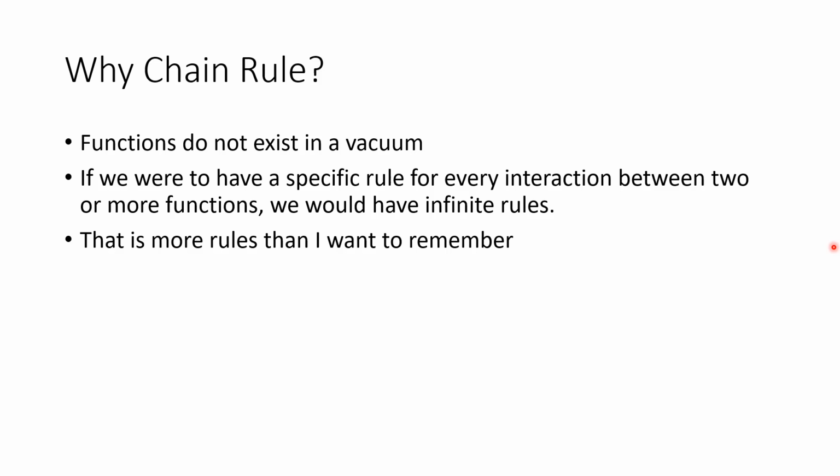So if we were to have a specific rule for every interaction between two or more functions, we would have infinite rules. I don't know about you, but infinite is a lot, and I don't have time to remember infinite rules. So if we can describe the behavior between certain types of functions when they're being multiplied, when they're subsumed with each other, when they're composed with each other, then we can do some pretty cool stuff. We don't have to remember an infinite number of rules because our brains aren't that big. Everyone who takes calculus is smart, right? You're smart, capable, and able. No one is smart enough to remember an infinite number of rules.